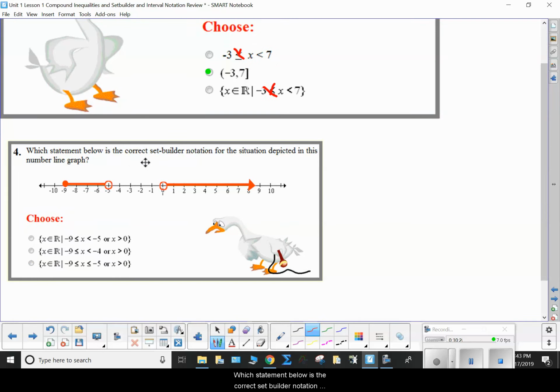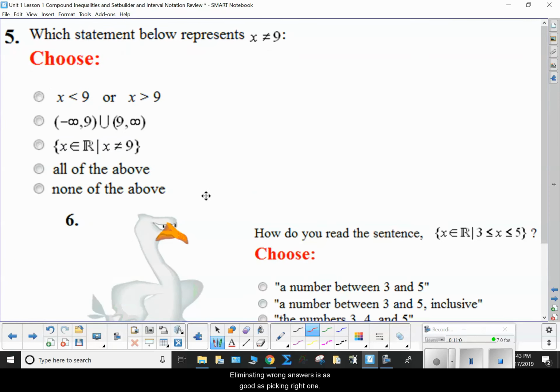Which statement below is the correct set builder notation for the situation depicted in this number line? Okay, again, we've got a solid at -9, we're good. We have an open at -5, that says -4. And this says that -5 should be solid. So notice, these are ways that you all can learn to take multiple choice questions. Start looking through, start figuring out which ones can, which ones cannot be. Okay. Eliminating wrong answers is as good as picking right ones.